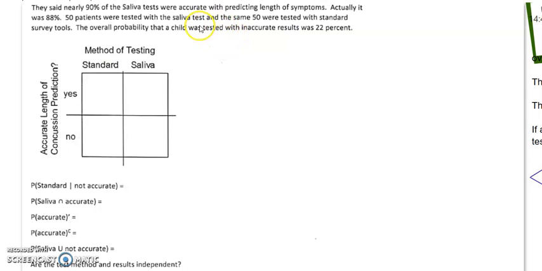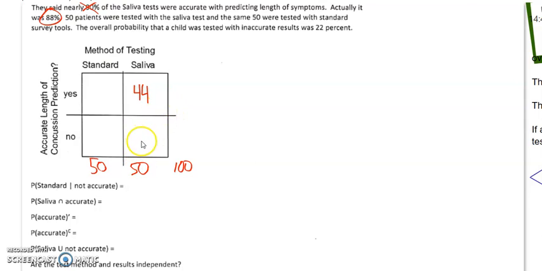All right. And let's see, we've got 50 patients that were given the standard test and 50 that were given the saliva test. So I'll put those numbers there. So I had 100 people in all. And that makes it nice from a probability standpoint. Actually, 88% it was accurate. So they said nearly 90%, but 88%. So when it was a saliva test, so out of this 50, 88%. So I just did 0.88 times the 50, and I got 44 over here.